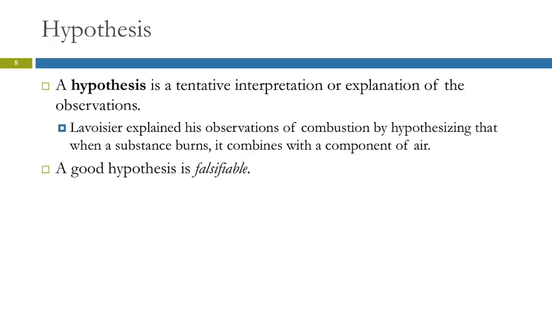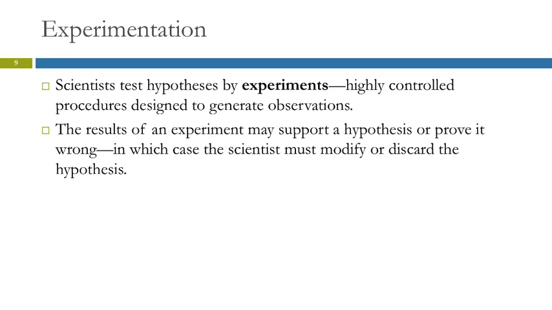So you can come up with a hypothesis sometimes, but there's no way to test it. Well, that's not useful. You have to come up with something that we could actually test and see if it's correct. How do we test a hypothesis? We do experiments. Experiments, in order to be useful, need to be controlled.